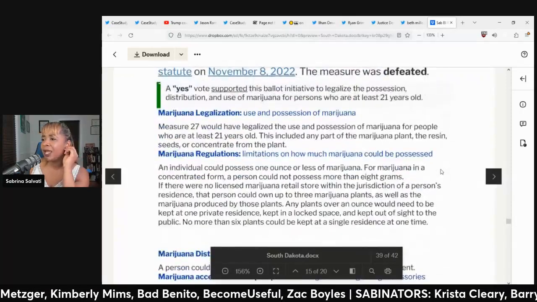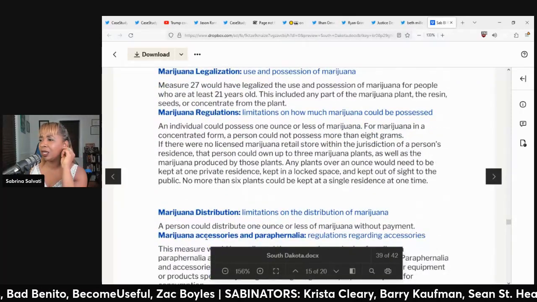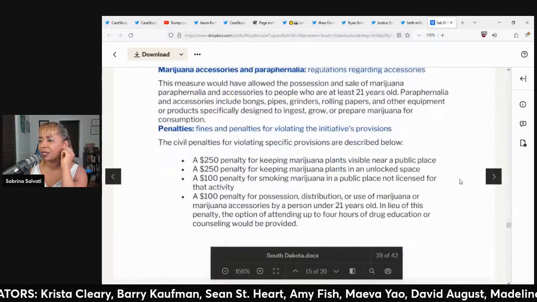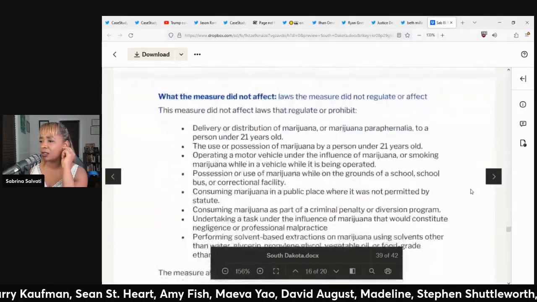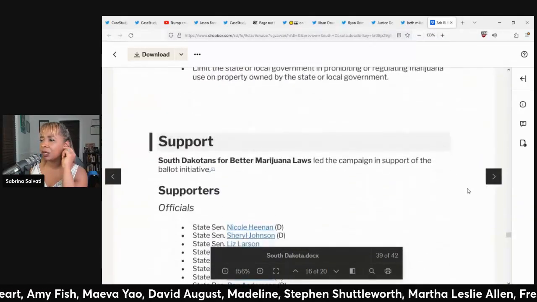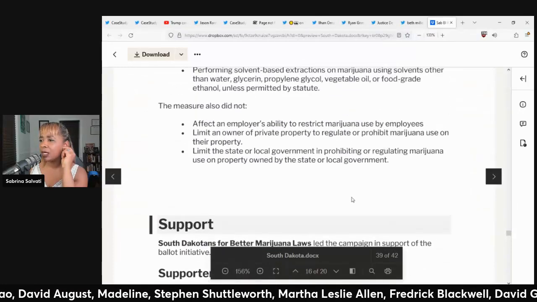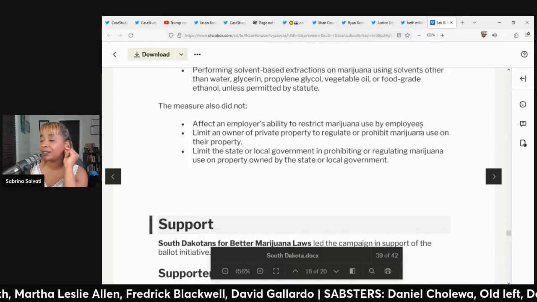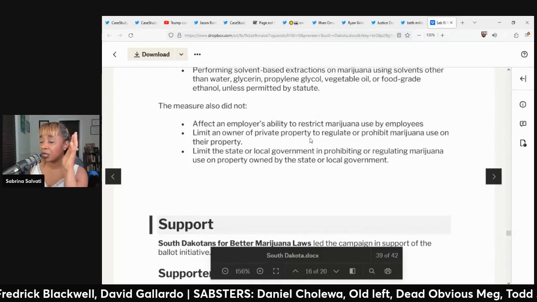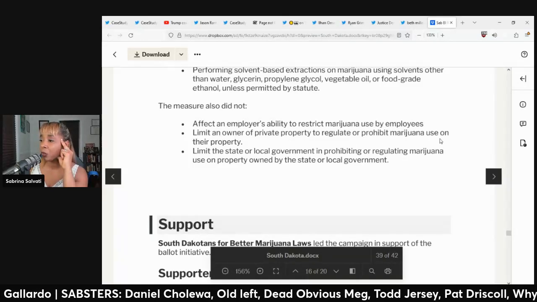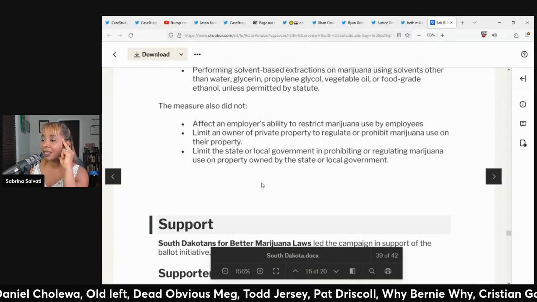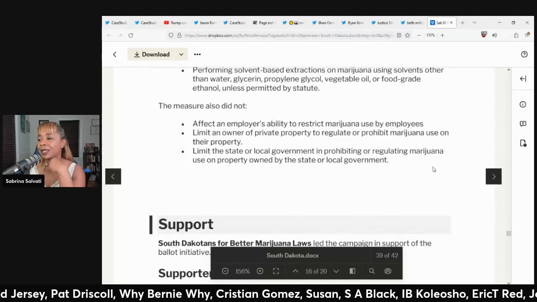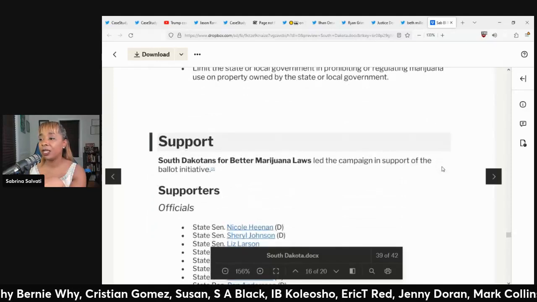52.92%. Now, I don't need to go over the regulations. You guys pretty much know how this works now by the states that have passed this, etc. They talk about the penalties. But this part is important. This measure also did not affect an employer's ability to restrict marijuana use by employees, limit an owner of private property to regulate or prohibit marijuana use on their property, or limit the state or local government in prohibiting or regulating marijuana use on property owned by the state or the local government. So that part is important.